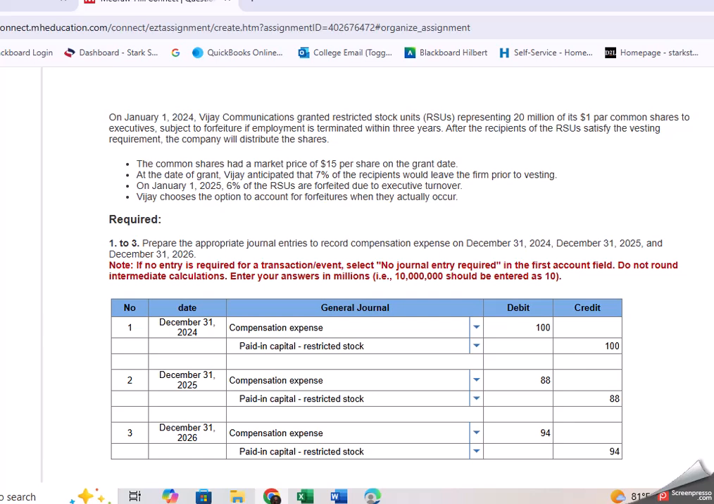So the market price is $15 per share. And at the date of the grant, they anticipated that 7% of the recipients would leave the firm prior to vesting. On January 1st of 2025, 6% of the restricted stock units are forfeited due to an executive turnover. And they choose to report the forfeitures only when they occur. So that means for that first entry, we're not going to do anything.